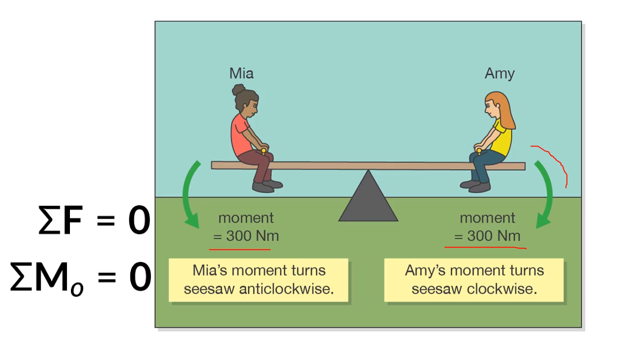These are the two important equilibrium equations, that is summation of force is equal to 0, and summation of moment is equal to 0 in the system. Then the system is in equilibrium. I hope we have been able to understand this equilibrium also. Thank you.